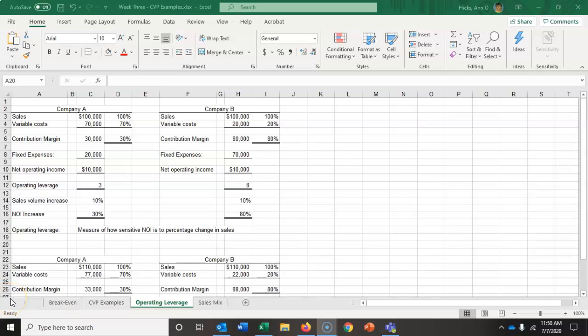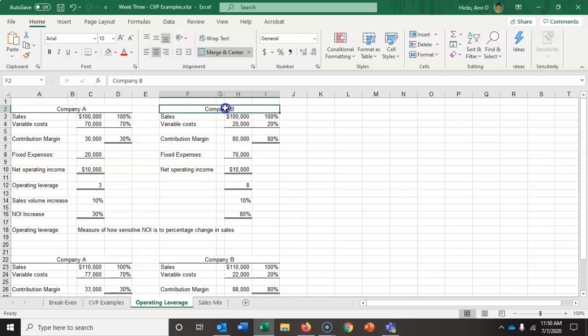I want to go through a couple more examples related to cost volume profit analysis. This one example has to do with a concept called operating leverage. Operating leverage measures how sensitive your NOI is to a percentage change in sales, and it's typically a function of your cost structure. So to look at this, I've put up two companies, Company A and Company B.